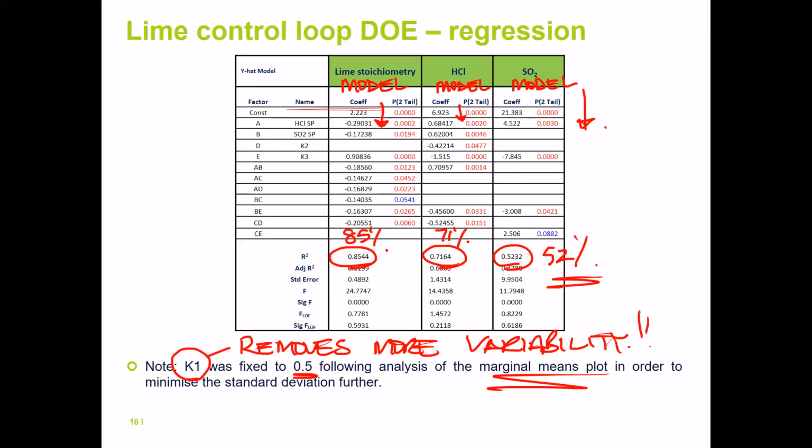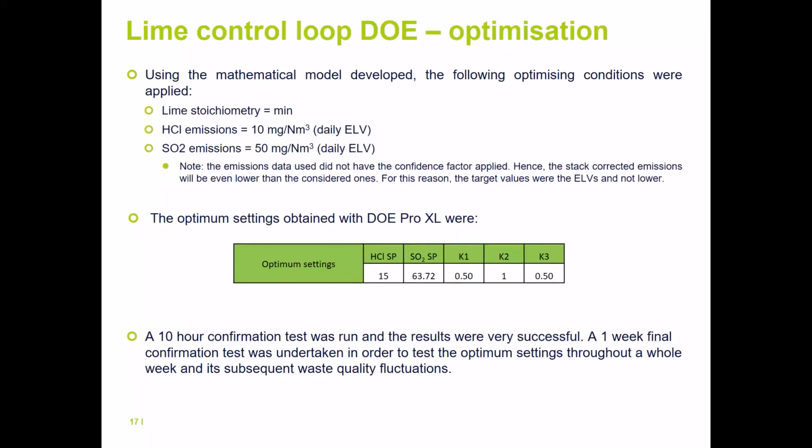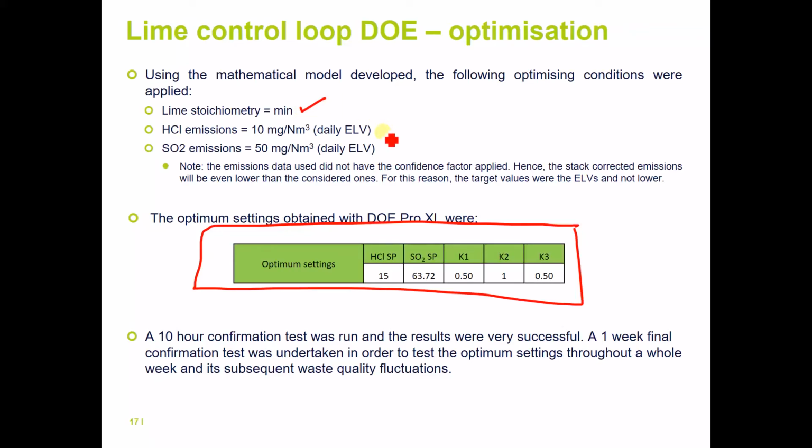Using these models then, we are now going to ask the computer, what are the best settings? Please make a prediction out of the 2.5 million combinations that we didn't test. And what does that tell you? It tells you this is the sweet spot. Okay, so here are the requests, by the way, to the models. We want stoichiometry to be at a minimum, HCl to be less than 10 milligrams, SO2 to be less than 50 milligrams. That was the request, and the computer came back and said the sweet spot sits right here.